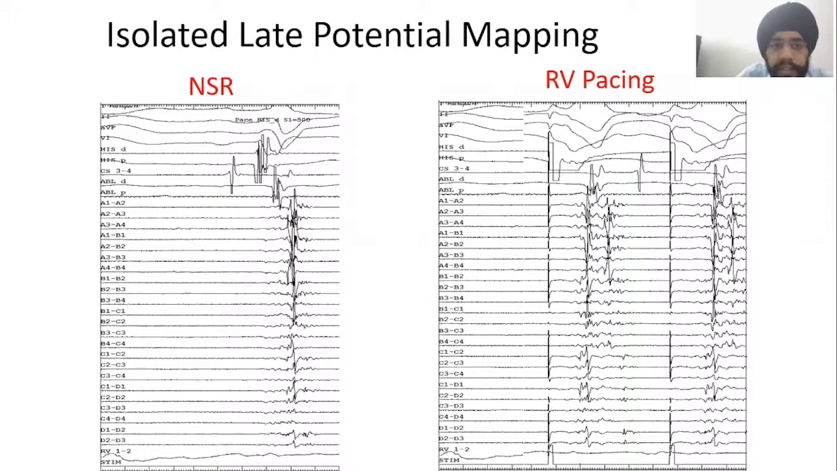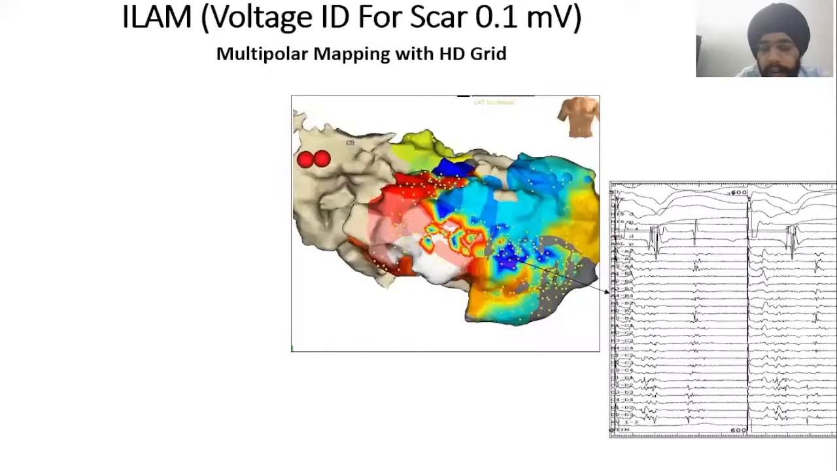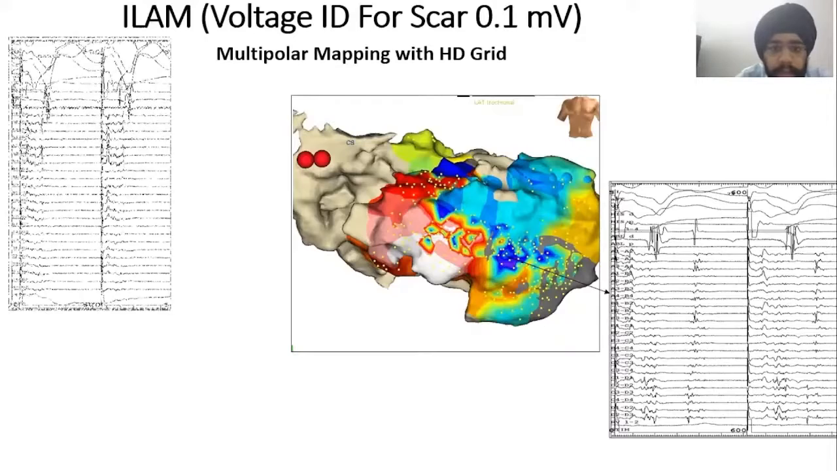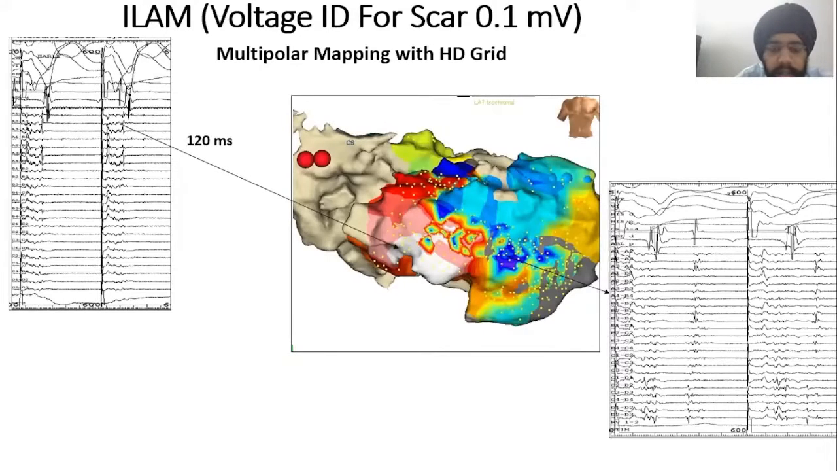For isolated potentials, as we could see by the figure on the left, there are some late potentials, but they are minimally delayed. However, on RV pacing, those same potentials get significantly delayed, and they are at the end of the QRS. So we created an isochronal late activation map using RV pacing, using multipolar mapping with the HD grid catheter. This was the area of earliest isochrone at the inferior septum, from where the RV impulse activated the earliest part of the LV.